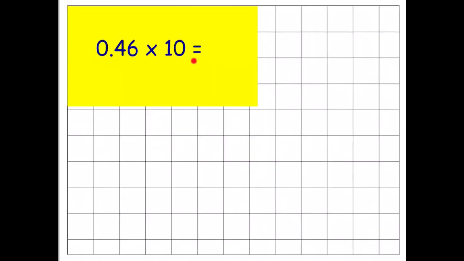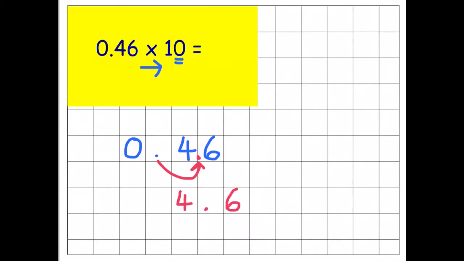0.46 multiplied by 10. So again, decimal point will be going to the right with multiplication, and it's going to go one time to the right because there's 1 zero. So my number then is 0.46. My decimal point's got to move to the right. So it will finish up between the 4 and the 6. So your new answer is 4.6.